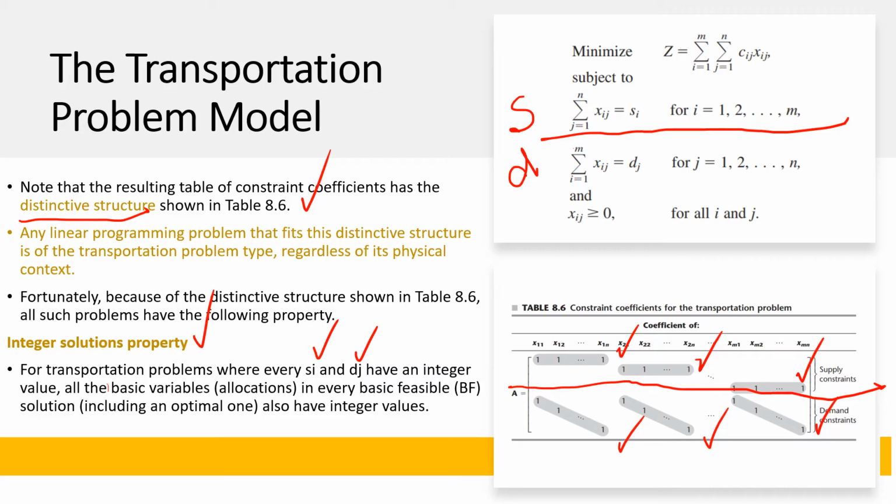For transportation problems, for every supply or demand, we have an integer value. All basic variables in every basic feasible solution also have integer values. That means we are not going to have any fractional numbers. They're going to be all integers.